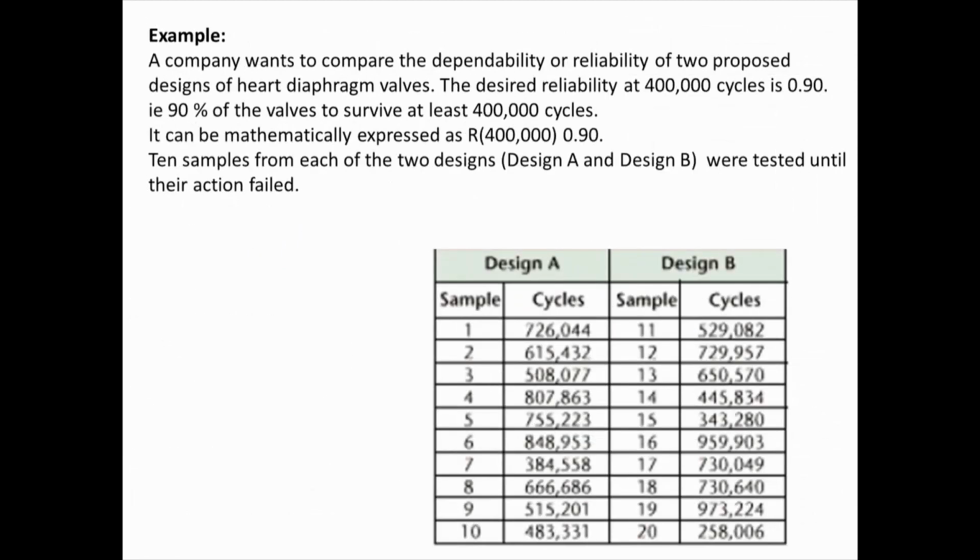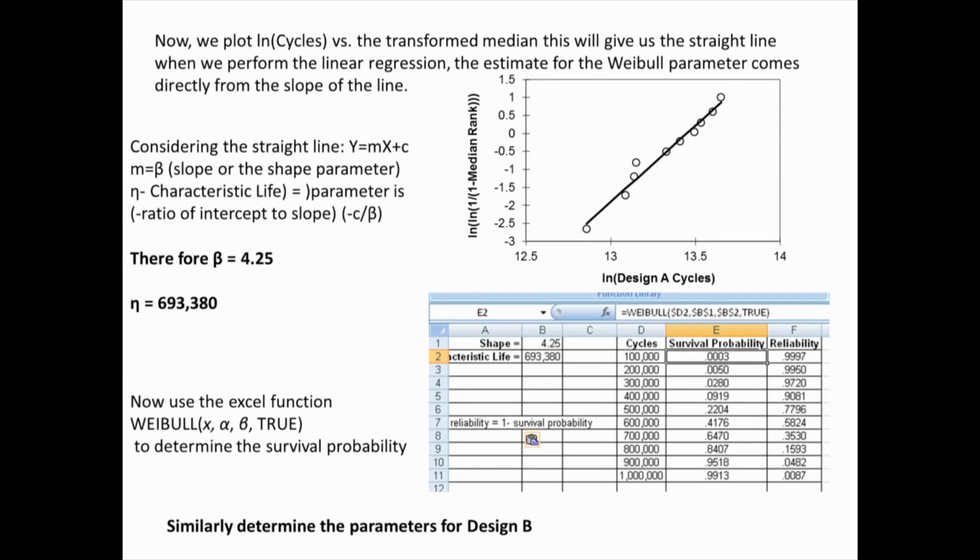So, what is the question? The desired reliability at 400,000 cycles is 0.9. Okay. Now, we can calculate the survival probability using the Weibull function available in Excel. We know 400,000 as our data x, and we know alpha as 4.25, beta as 693,380. When we do that, we get the survival probability.